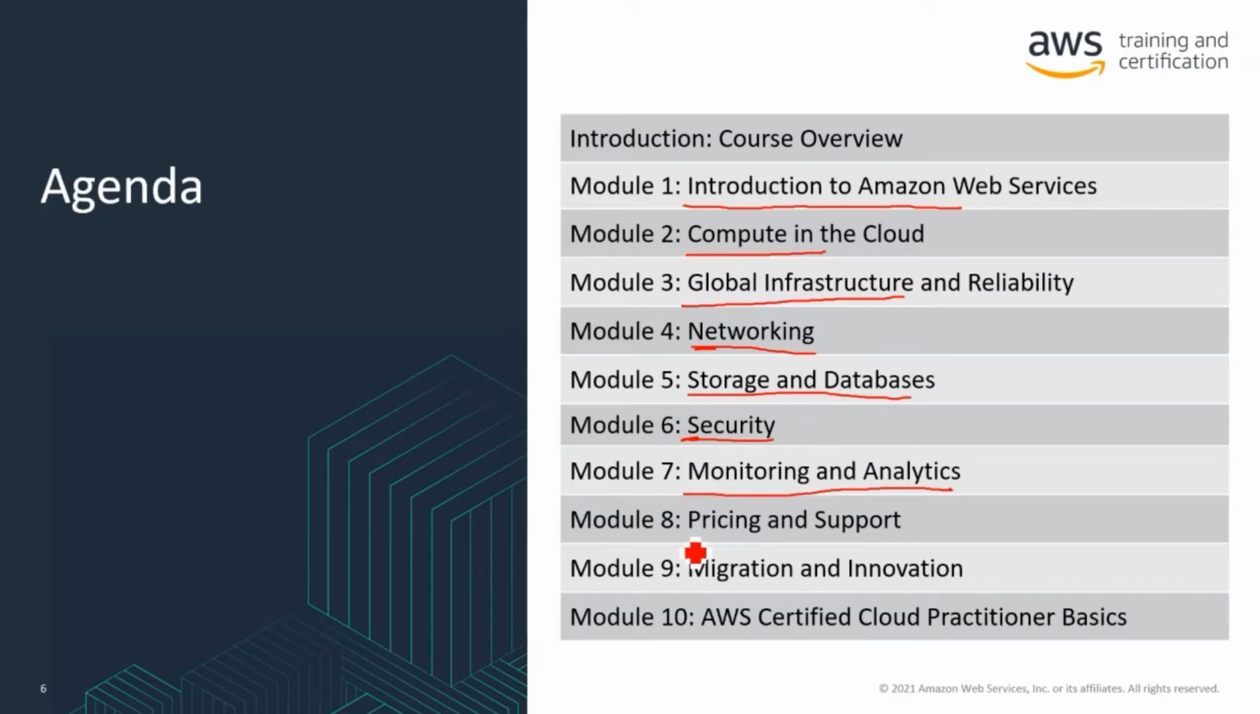And finally, we have pricing. The first time you are accessing AWS services, you don't know the price for using that service. So what are the pricing criteria, how billing is applied to your services, and what are the different AWS support plans, that we will discuss here in module number 8.